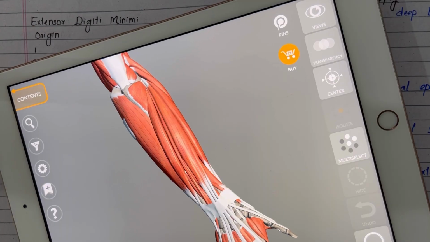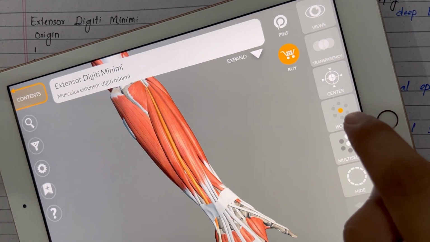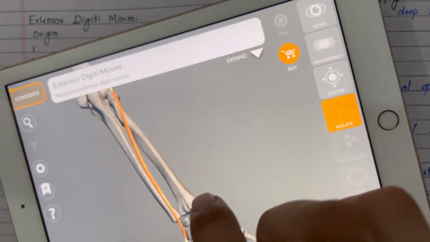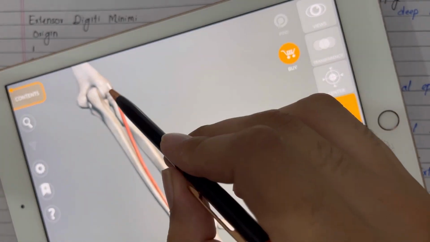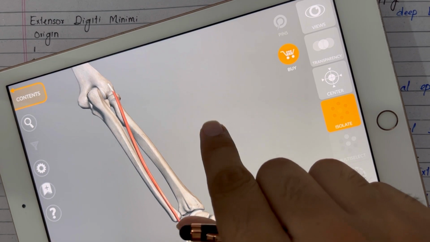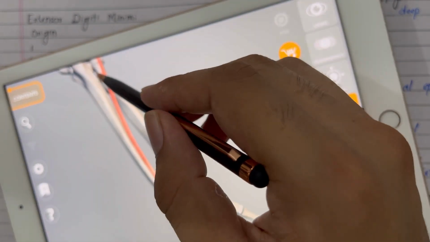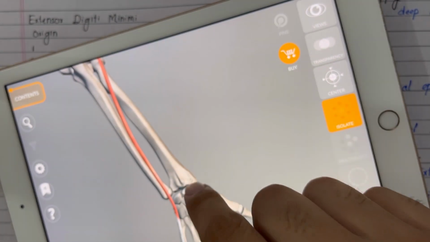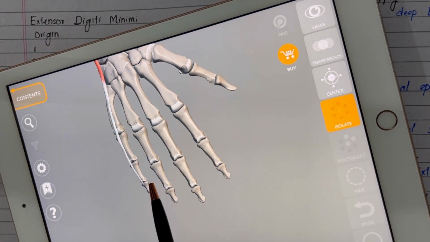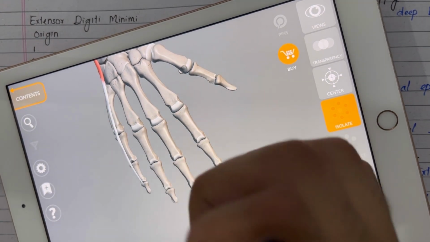Now the extensor digiti minimi muscle, which is located in the posterior compartment of the forearm. This muscle originates from the lateral epicondyle of the humerus bone, runs posteriorly and inferiorly, and inserts into the distal phalanges of the little finger.